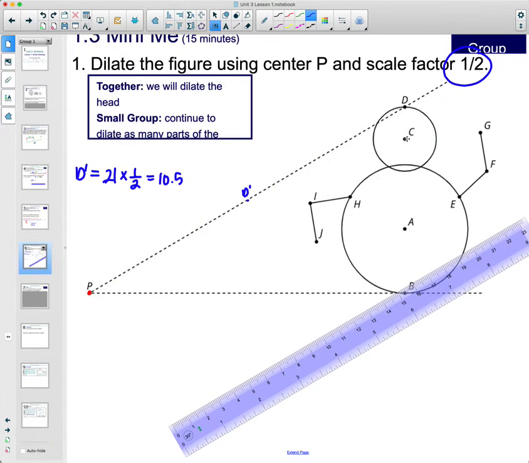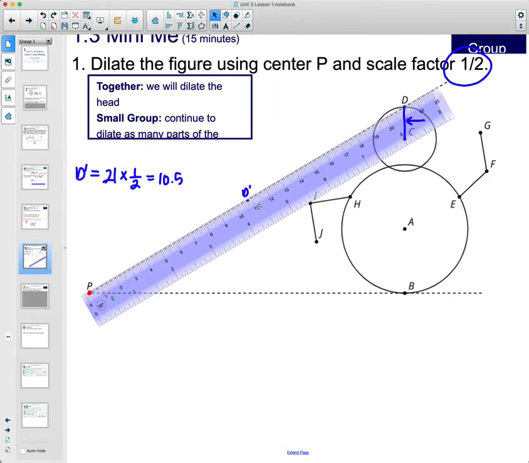Then you want to measure where C prime goes. You're going to be drawing a circle, so you're going to need a compass. You could also measure this length and then do half of this. Well, you are going to need to know where C goes, so I guess we are going to have to get C, because that's our center, to figure out where our compass is going to go.